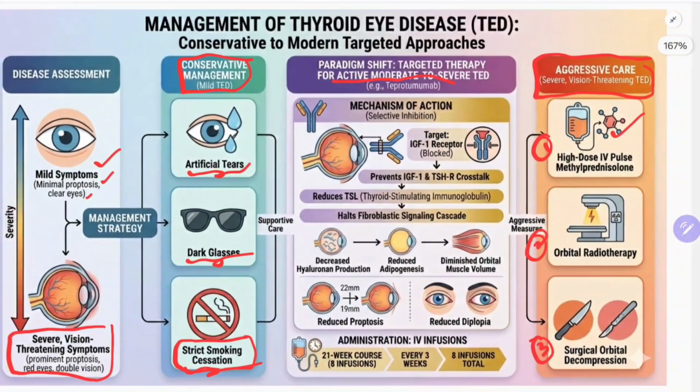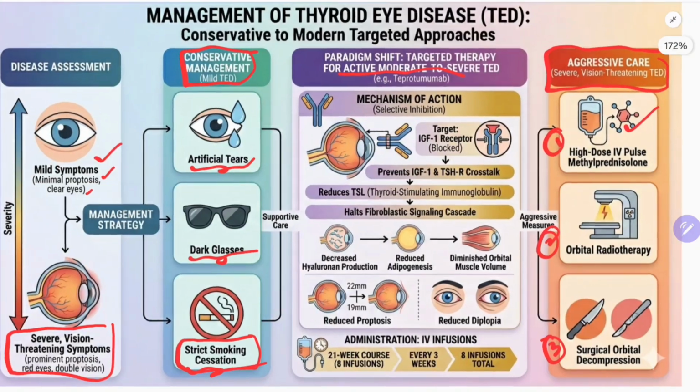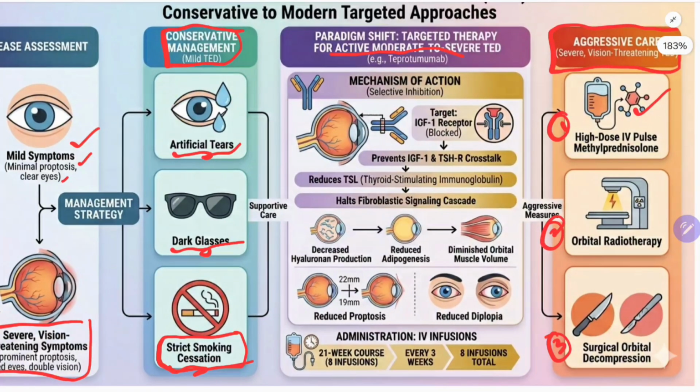Now this is targeted therapy for active moderate to severe disease. One point to remember, as we have discussed: if one is undergoing radioactive iodine therapy for hyperthyroidism and Graves' eye disease, radioactive iodine therapy is absolutely contraindicated in active moderate to severe disease. But for mild disease, you can use radioactive iodine therapy concurrently with glucocorticoids. That is the one thing. Okay. So for moderate to severe thyroid eye disease, you can use one drug known as teprotumumab. Okay. What is the mechanism of action?